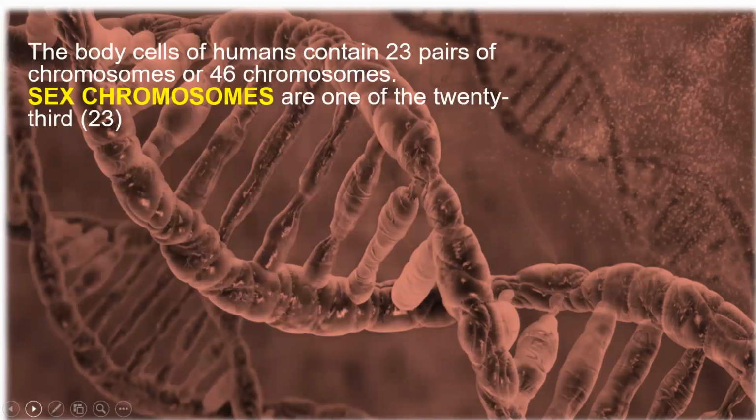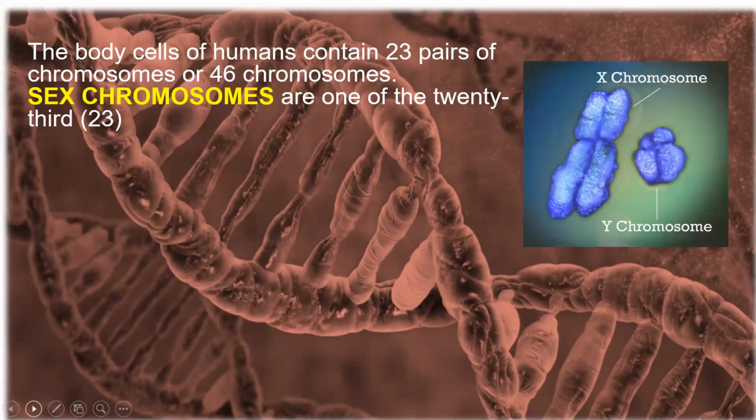The body cells of human contain 23 pairs of chromosomes, or 46 chromosomes. Sex chromosomes are one of the 23rd pair. Remember, the body cells of human contain 23 pairs of chromosomes, or 46 chromosomes, because you have multiplied by 2. Then the single sex chromosome is just one of the 23rd. So 22 plus 1, the 1 is the sex chromosome.